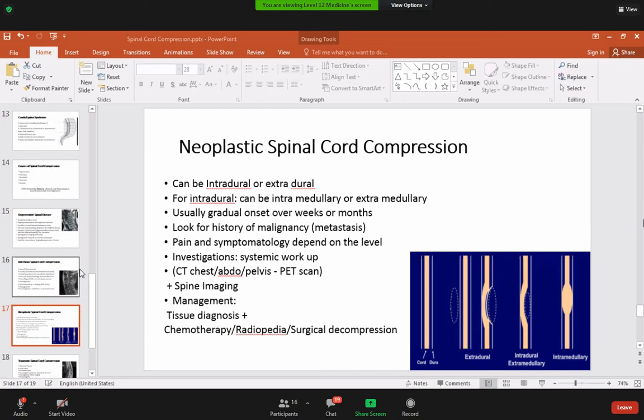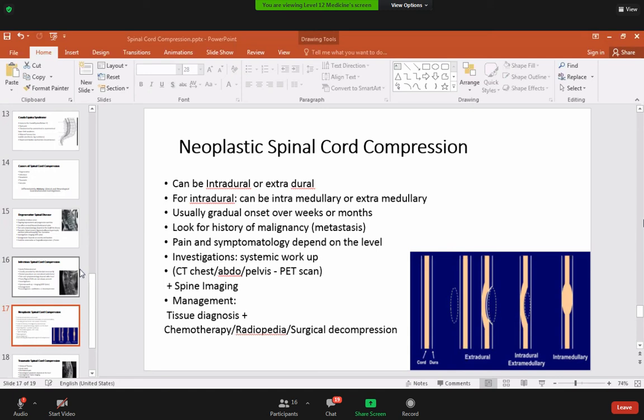Neoplastic spinal cord compression. Neoplasias can be intradural or extradural. And in intradural, they can be intramedullary or extramedullary. Usually, these tumors are of gradual onset over a period of weeks or months. If you come across any such problem, you have to look for a history of malignancy, because these can be metastasis.